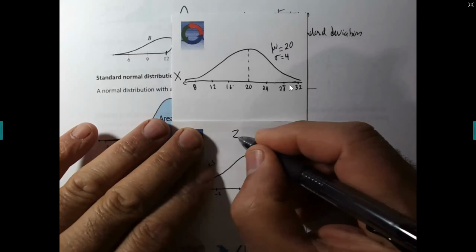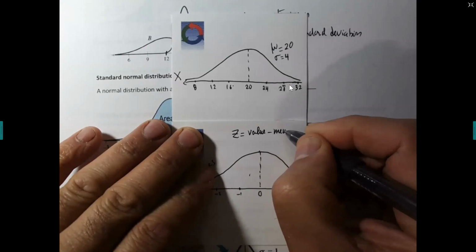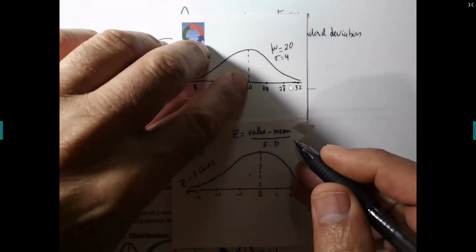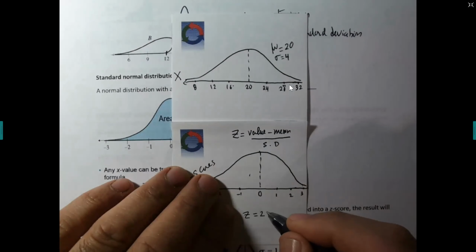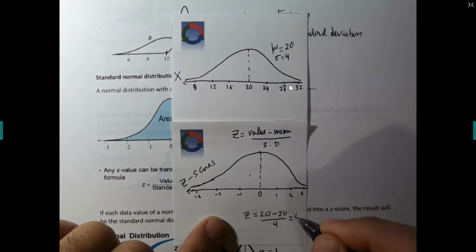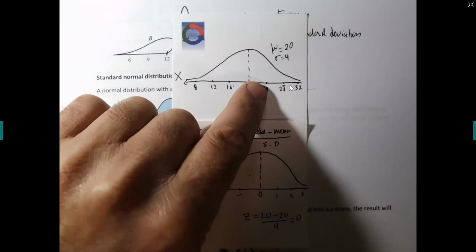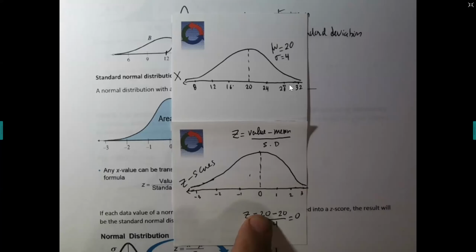Here's the formula for the z-score. Value minus mean divided by standard deviation. So if I want to change 20, guys, to a z-score, look what I do. You put 20 minus the mean, which is 20, and divided by the standard deviation, which is 4, so you get 0. That's why I put a 0 there. If I want to change 24, guys, to a z-score, look what I would do here. I put 24 here. 24 minus 20 is 4. 4 divided by 4 is 1, and that's why you see a 1.